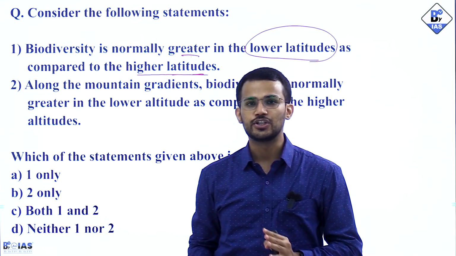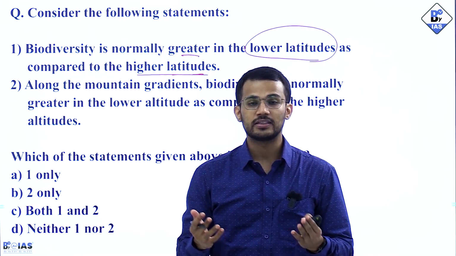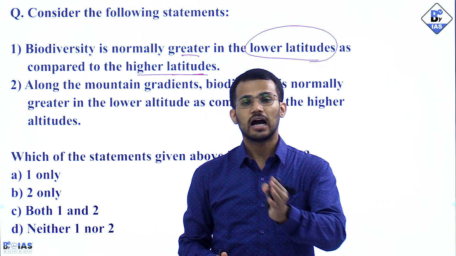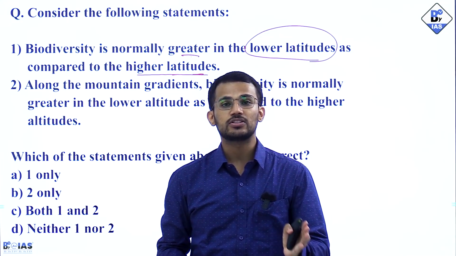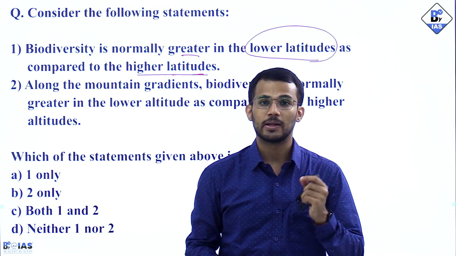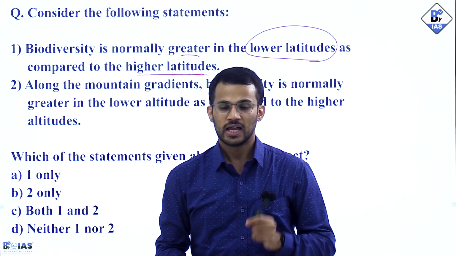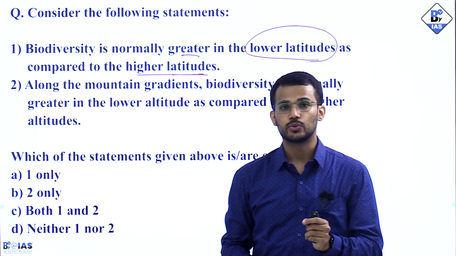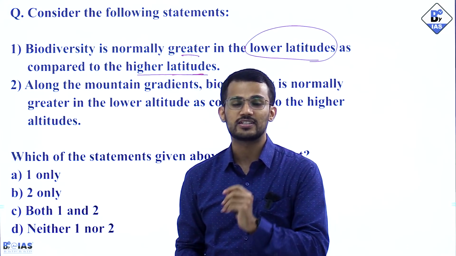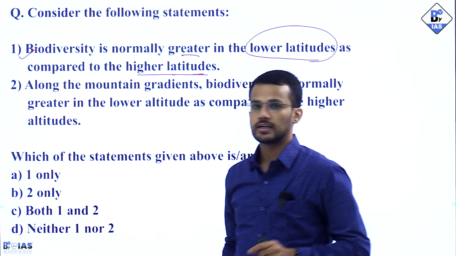At the higher latitudes, the rainfall decreases. That means there is a scarcity of water. Similarly, at higher latitudes, the temperatures are low, and these conditions may not be very favorable for the growth of biodiversity. And that's why higher latitudes have biodiversity which is a bit less than lower latitudes, and hence the first statement is correct.